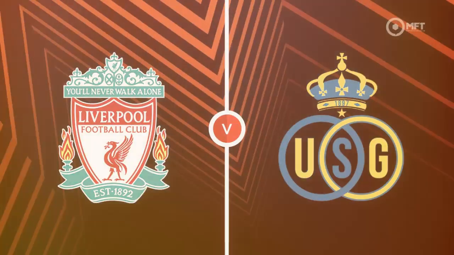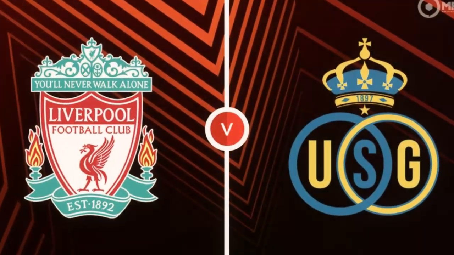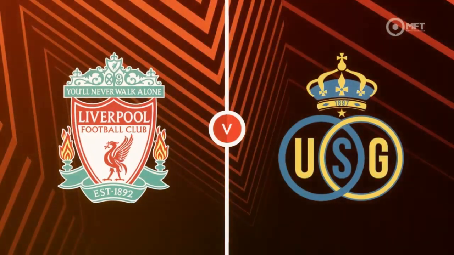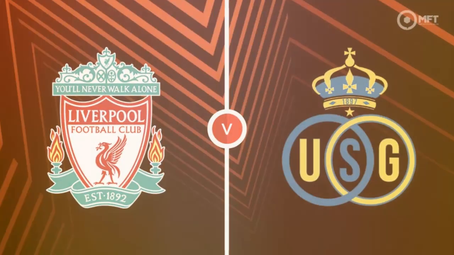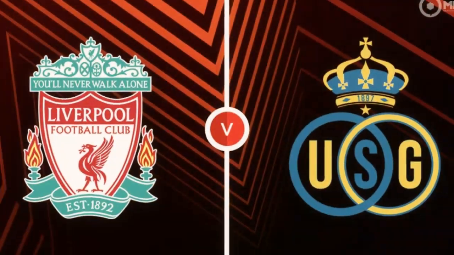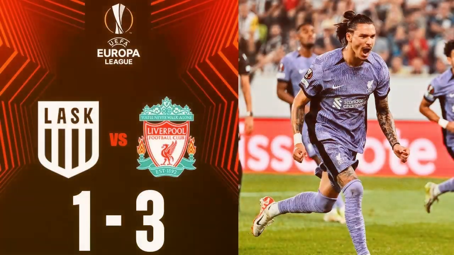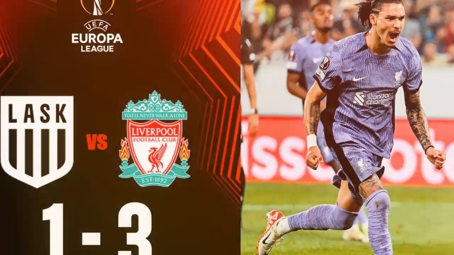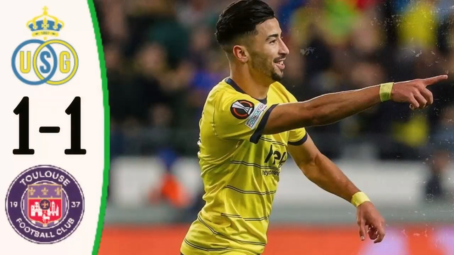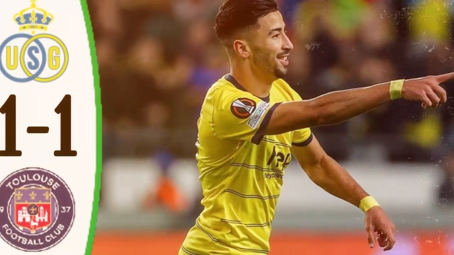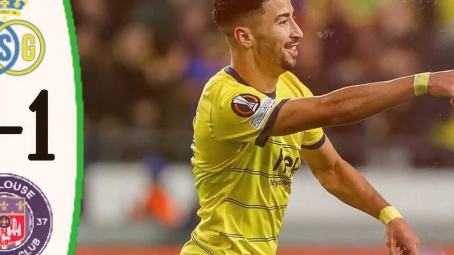Looking to bounce back from last weekend's controversial Premier League defeat, Liverpool welcome Union St Gilloise to Anfield on Thursday evening for a Europa League group stage clash. The Reds topped Group E after beating LASK Linz 3-1 in their first week encounter, while their Belgian counterparts drew 1-1 with Toulouse in their opening group fixture.